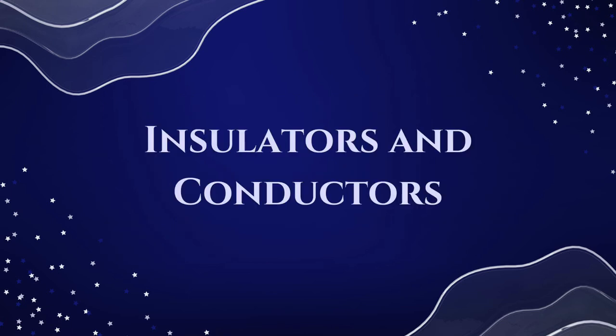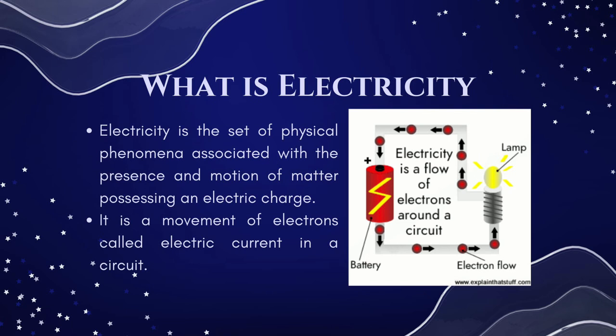So now let us proceed with the topic called insulators and conductors. Before we get to know what insulators and conductors are, let us first know what electricity is. Electricity is the set of physical phenomena associated with the presence and motion of matter possessing an electric charge. It is a movement of electrons called electric current in a circuit. So in short, electricity is found in the electron flow. Electricity is a flow of electrons around a circuit, and it powers any appliance that needs electricity.